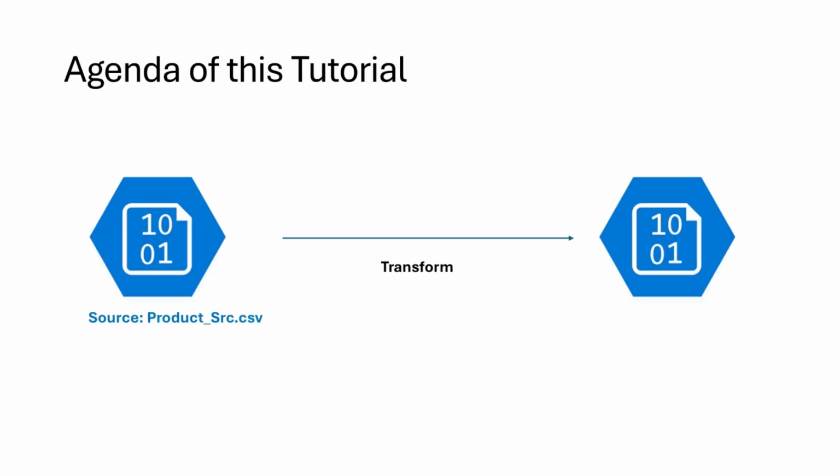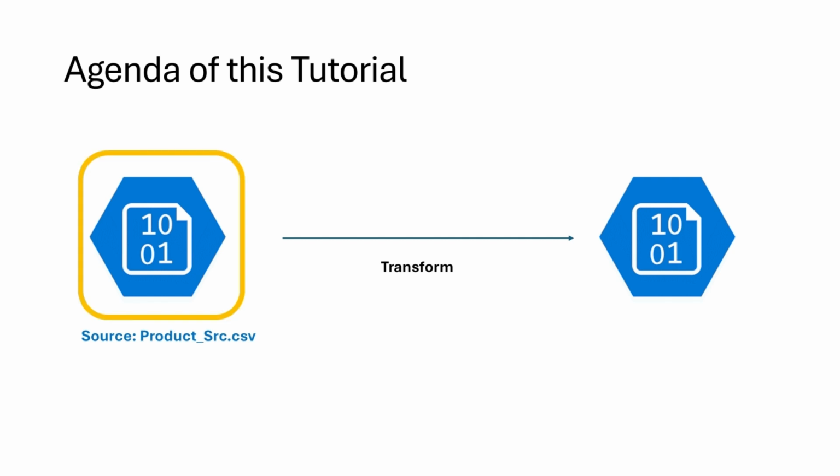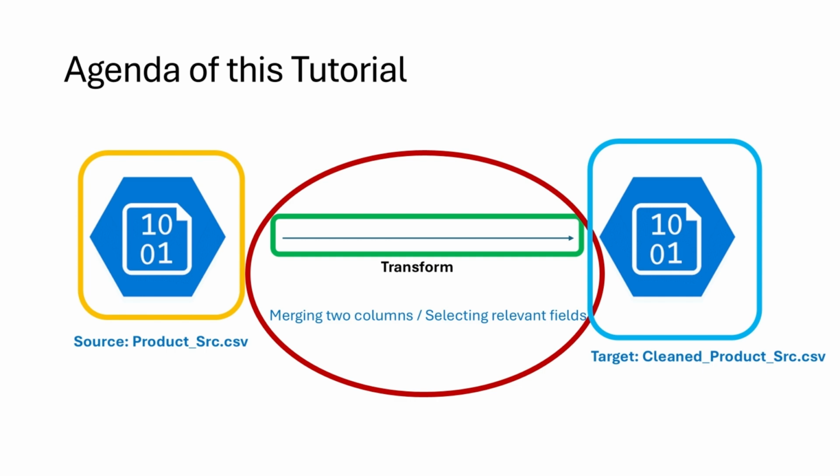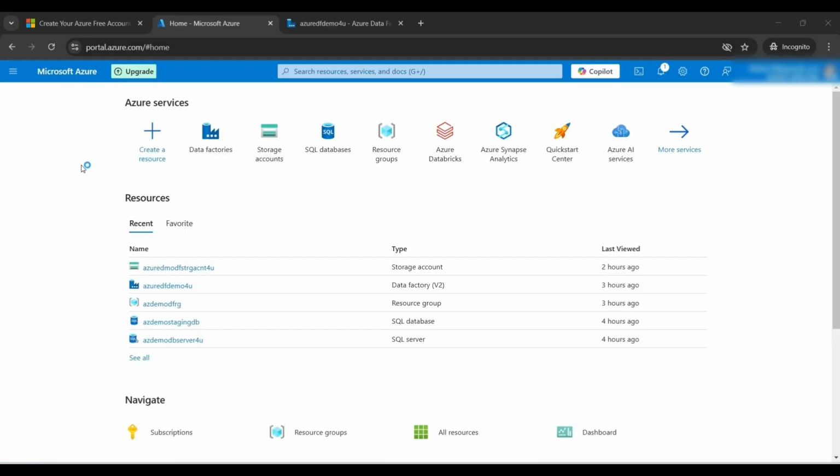Today, we'll walk through a hands-on demonstration. We have a CSV file stored in an Azure Storage account, which contains unclean data. We'll perform transformations, such as merging two columns and selecting only relevant fields. Finally, we'll store the clean data in a new folder within the storage blob. Throughout the session, we'll also see how data flows integrate seamlessly into ADF pipelines, allowing efficient execution within your data workflows. Here we are in our Azure portal.